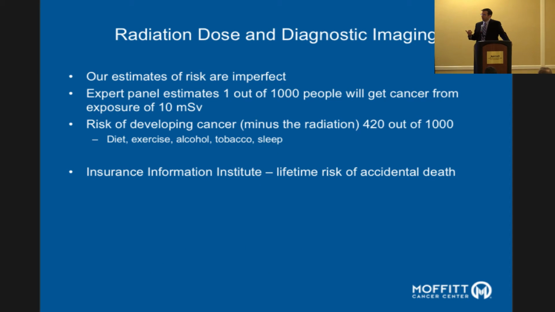And so we've talked a little bit about how our estimates of risk are imperfect. That's because radiation dose is kind of an artificial concept when you talk about it over the whole body.